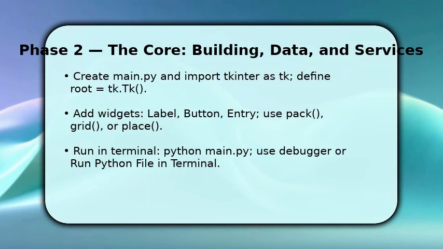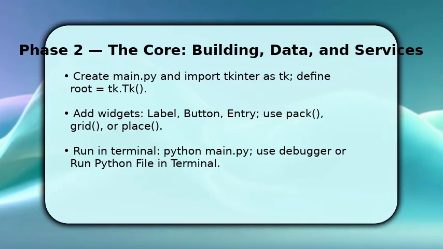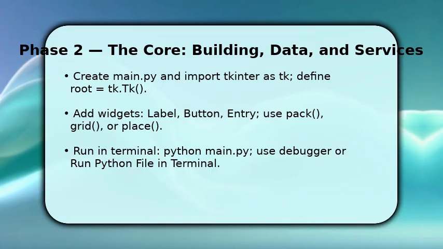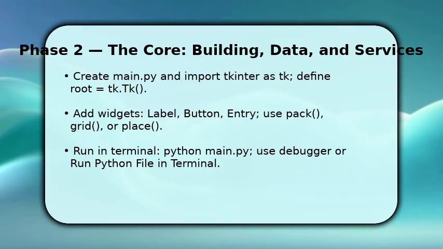You now script a minimal GUI. Import Tkinter as tk, create root equals tk.Tk(), add a label and button and call root.mainloop(). Use pack for quick layout or grid for control. Once widgets exist, run python main.py in the integrated terminal to see the window.